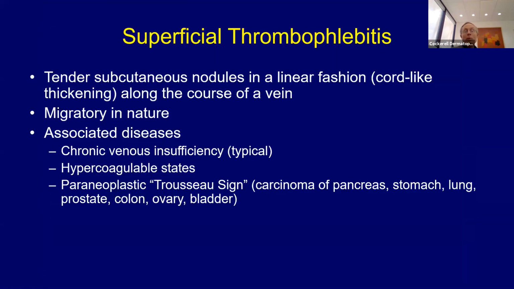Now, superficial thrombophlebitis, we also talked about this last week. Basically, these often give you a cord-like thickening along the course of a vein. It tends to be migratory. It's often associated with underlying diseases. So if somebody gets this, you need to make sure they don't have an underlying cancer, or some hypercoagulability going on. Probably the most common is somebody just has chronic venous insufficiency. Maybe they've been in the hospital or something like that, and their blood vessel clots.